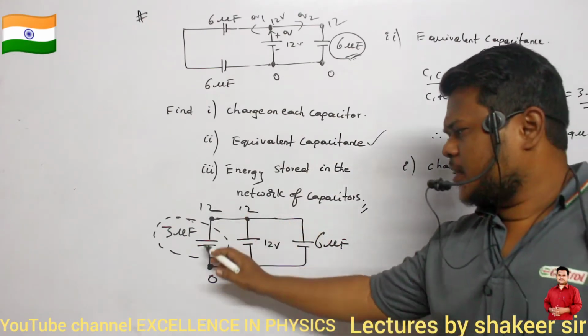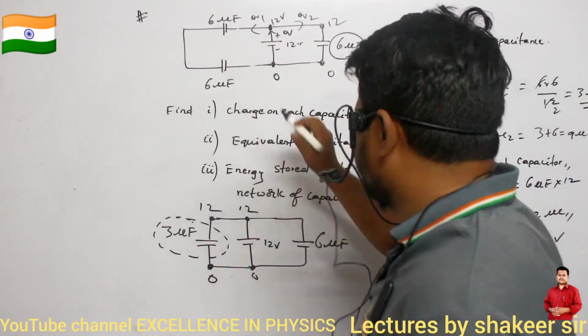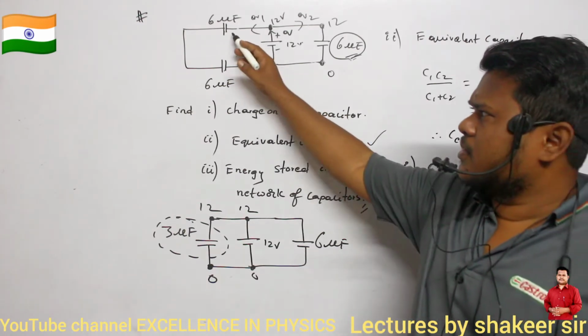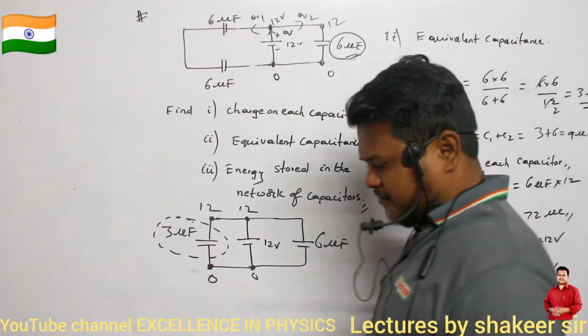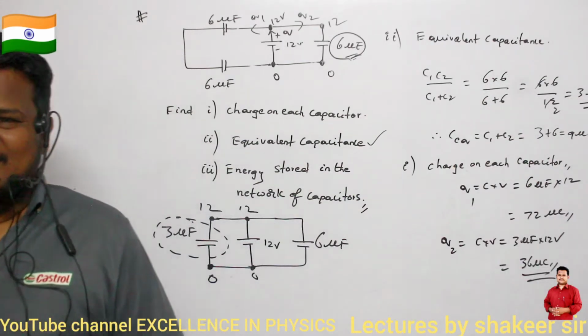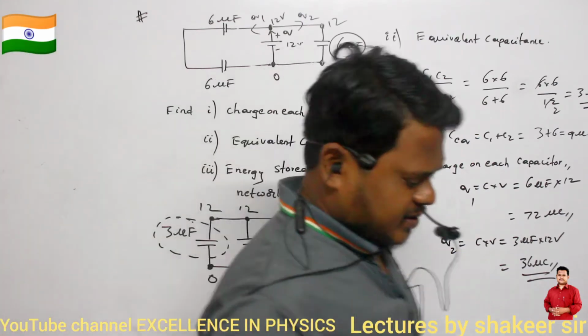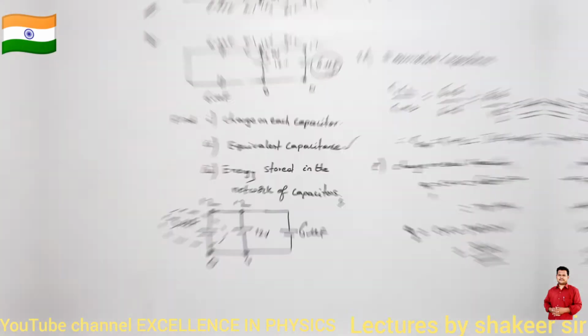Total charge in this branch we have calculated. Total charge in this branch, that is in this branch, is how much? That we have calculated, which is equal to 36 microcoulombs. Now, this is the charge present on which capacitor? This one or this one? Both of them is correct. How can you say both of them is correct?